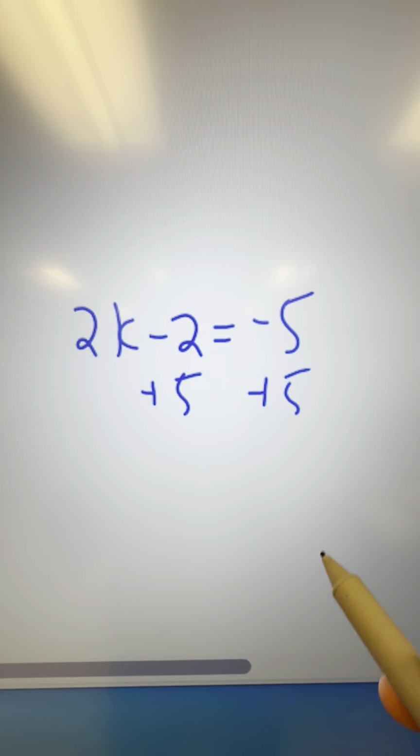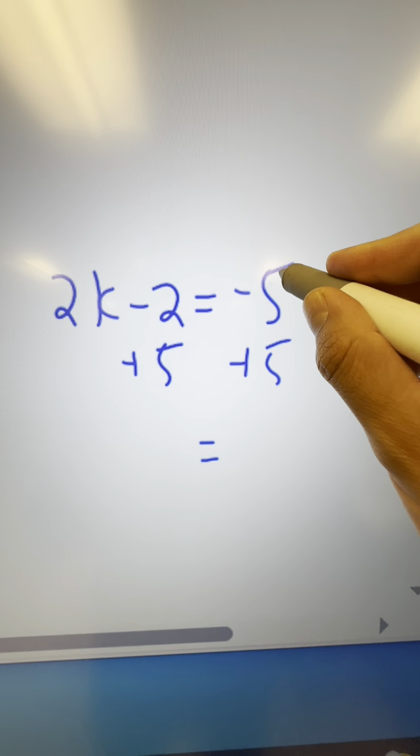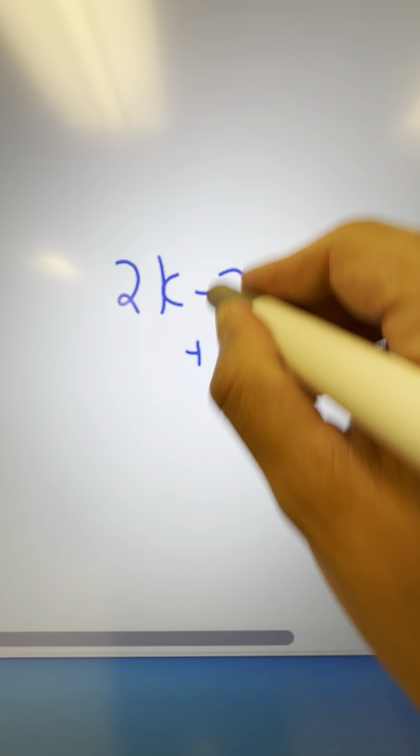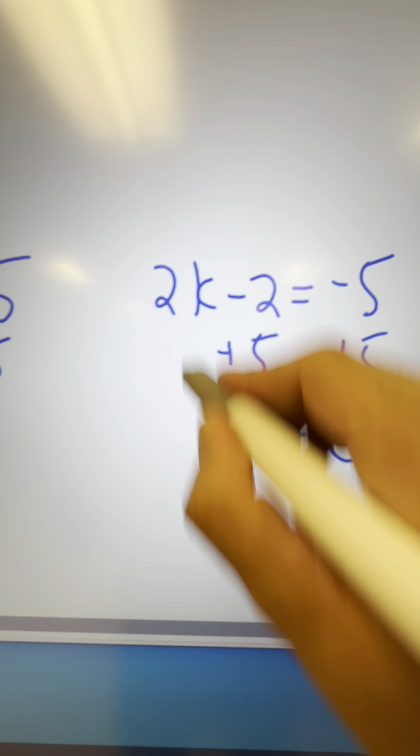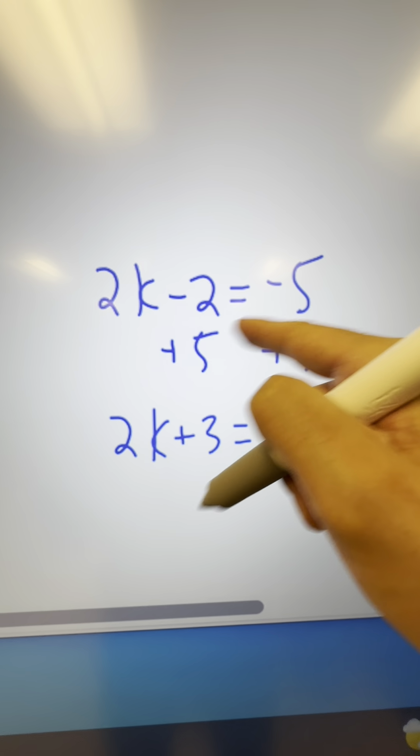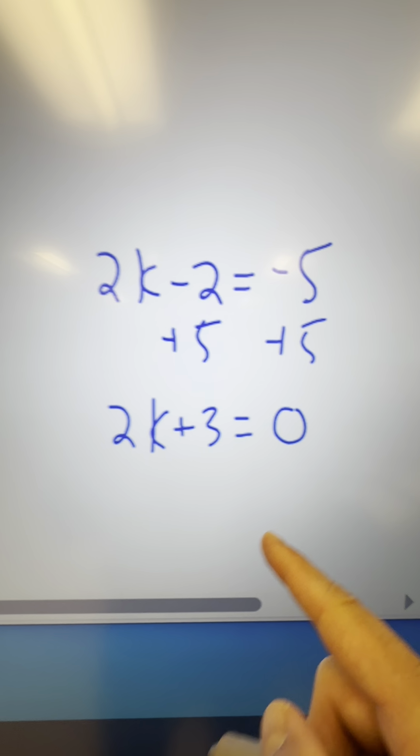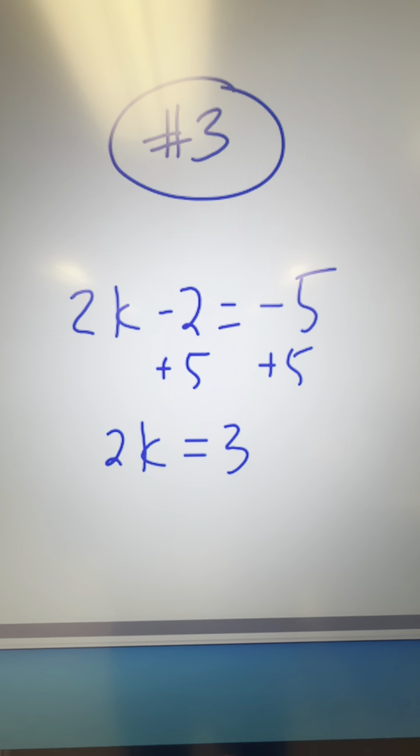The correct way to simplify this is bring down your equal sign. Combine this, you get 0. Combine these, you get positive 3. And then you bring down your 2k. So in the next step, it should be 2k plus 3 equals 0, not 2k equals 3.